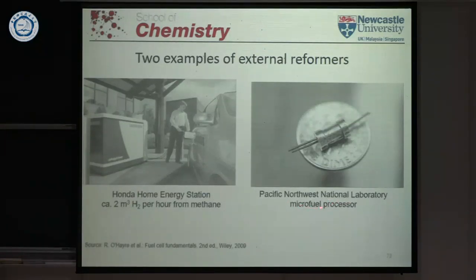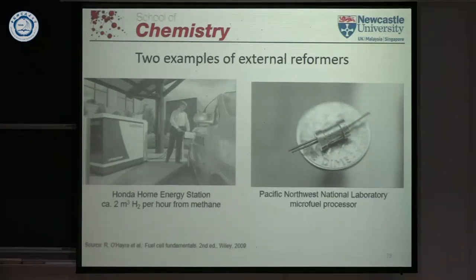And another possibility is a microfuel processor that has been developed by Pacific Northwest National Laboratory. That's in the state of Washington on the west coast of the US. And you see this is a dime, 10 cents. You know how large that is. It's about this diameter, a dime. It's really small. And you see how small this little processor is that has been developed for making hydrogen out of a carbon-containing fuel.